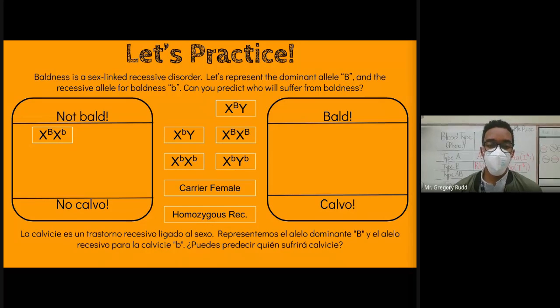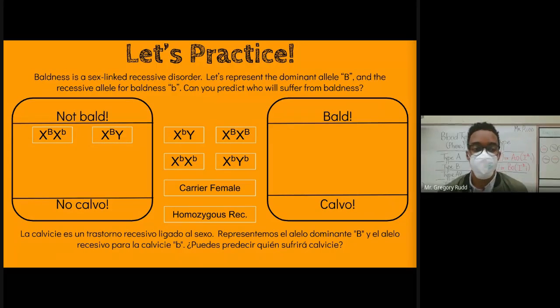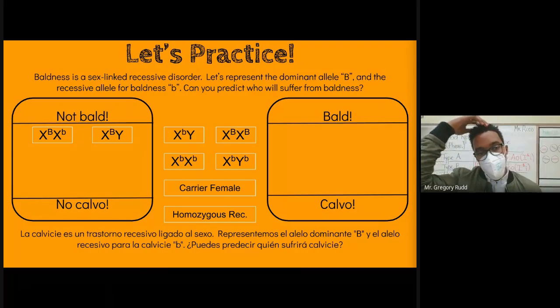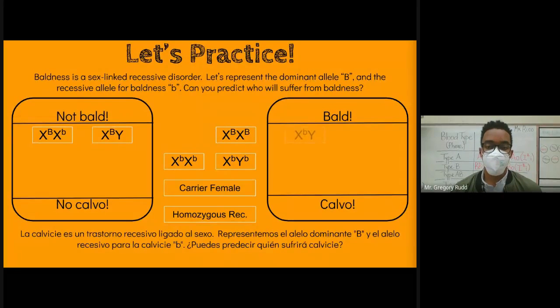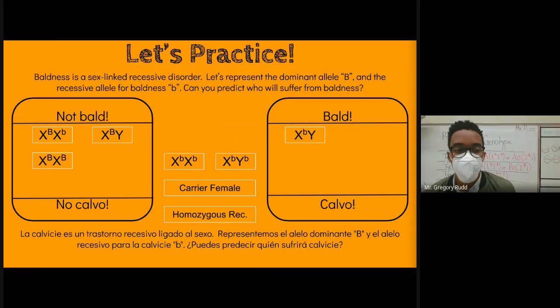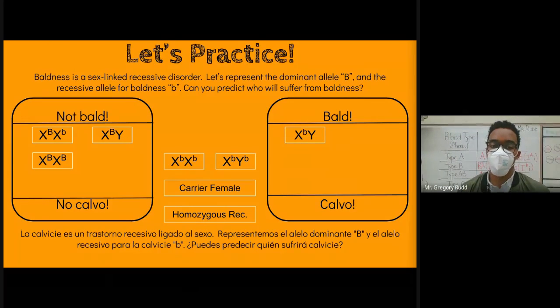Remember, the only way a male can be affected by one of these is if they have the recessive allele. So this person is not bald. X lowercase b, Y. What about that person? That person is bald. Good. They have the recessive allele, so they must be bald. X capital B, X capital B. Not bald. Good. X lowercase b, X lowercase b. That person is bald. We see two recessive alleles there. Good. We're starting to pick up on it.